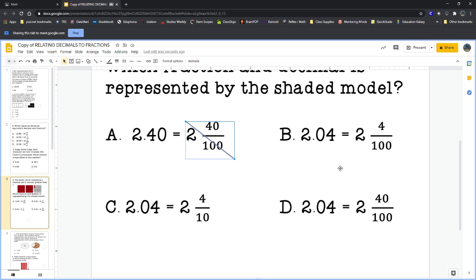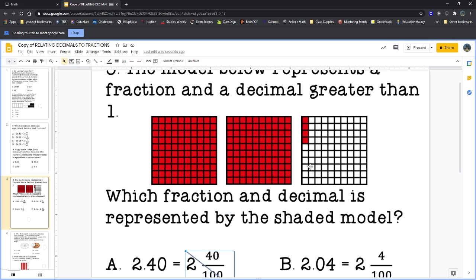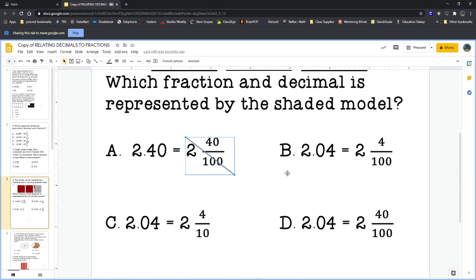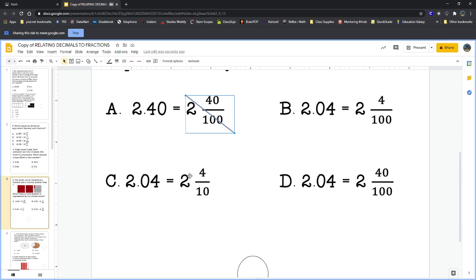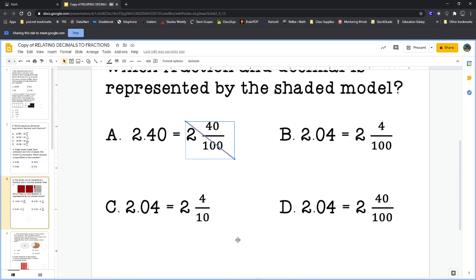2 and 4 out of 100. Does that match our models? Okay. I'll leave it alone. C. 2 and 4 out of 10. Does that match our models? No. That's close again. They have the 2 in the right place. The 4 is in the right place this time, but their denominator should not be 10.